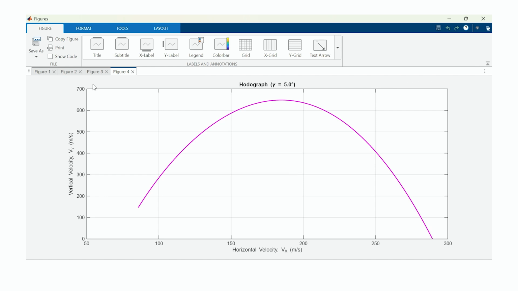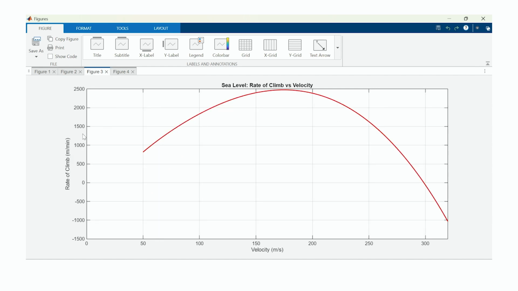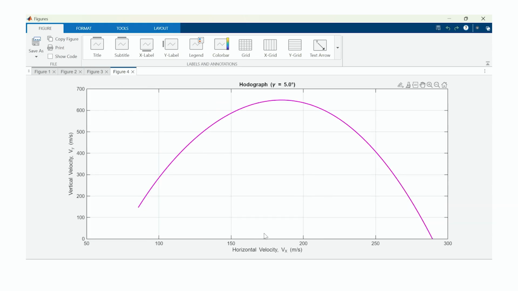Now see here, in figure 3 we have plotted rate of climb with velocity. Now we have the horizontal component of velocity, and here we have the vertical component of velocity, and this is at gamma equals 5 degrees. So this looks like an almost similar curve, that is the hodograph. So now we are done with rate of climb, the expressions as well as the MATLAB simulation. In the next lecture we'll be talking about gliding flight, that will be without any thrust at all. Okay, thank you.